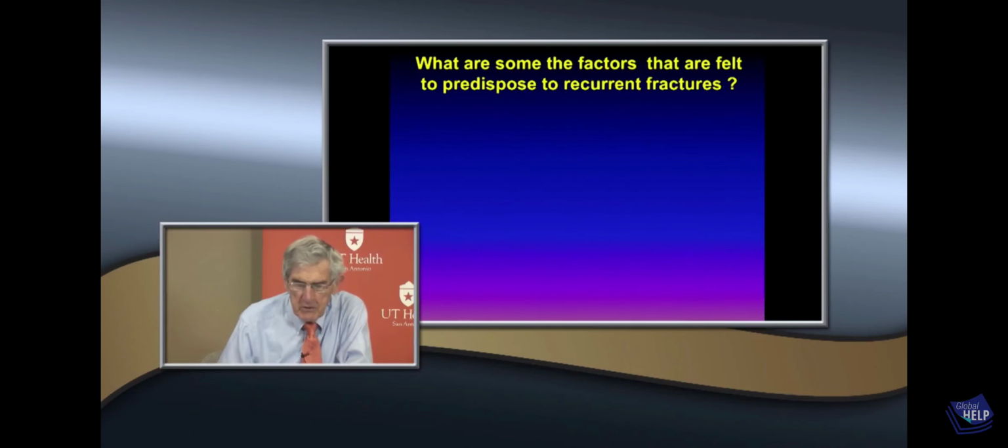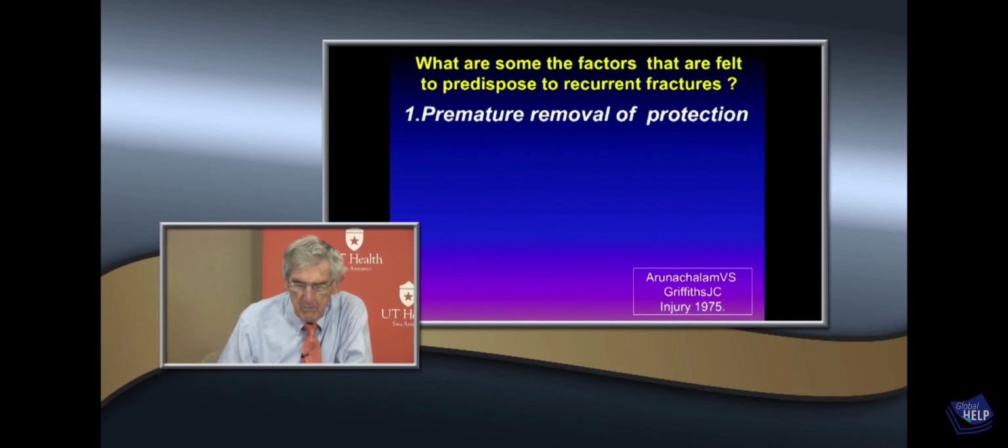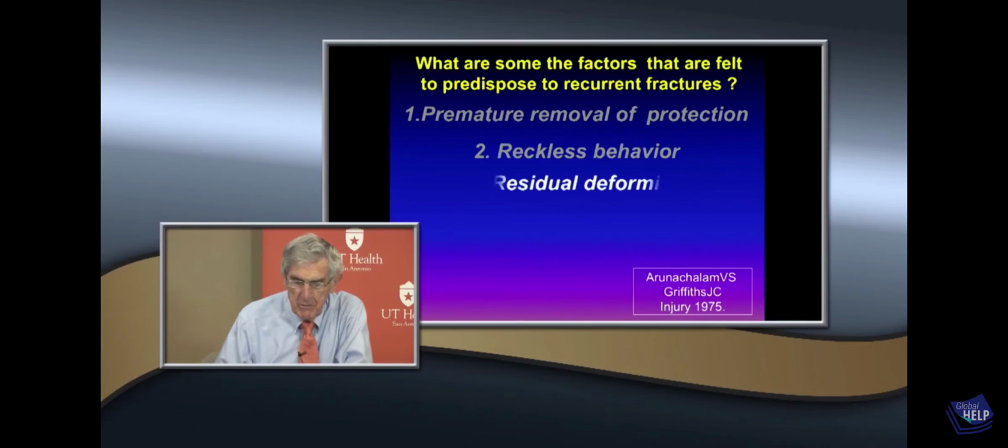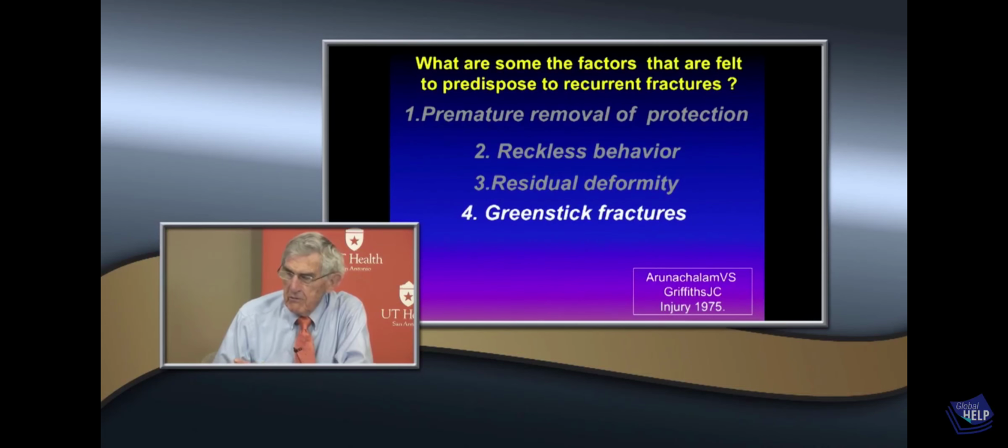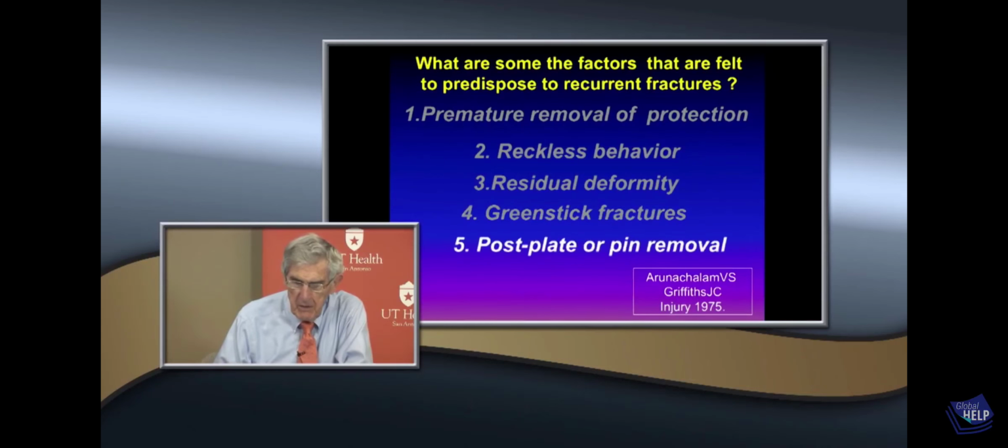So what factors are felt to predispose to recurrent fractures? Well, taking the cast off too soon. Reckless behavior, residual deformities. If there are greenstick fractures, remember you have incomplete callus. And post-plate or pin removal.